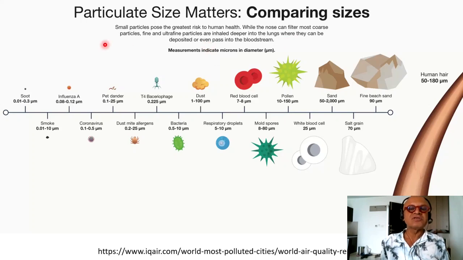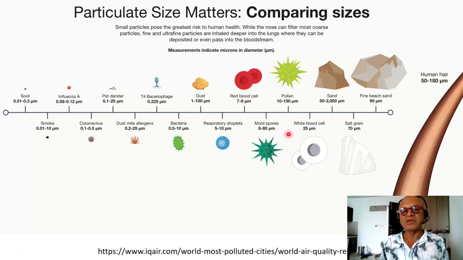Measurements indicate microns or micrometers. So we are going here from soot, which is the smallest one in this map, 0.01 to 0.3 micrometers, smoke 0.01 to 10. Influenza A virus is even larger than soot here. Coronavirus is larger. Pet dander, you know, the things that dogs and cats shed. Dust mite allergies, T4 bacteriophage, bacteria themselves, dust, respiratory droplets, red blood cells. You can see the size is much larger than some of the pollution we are producing.